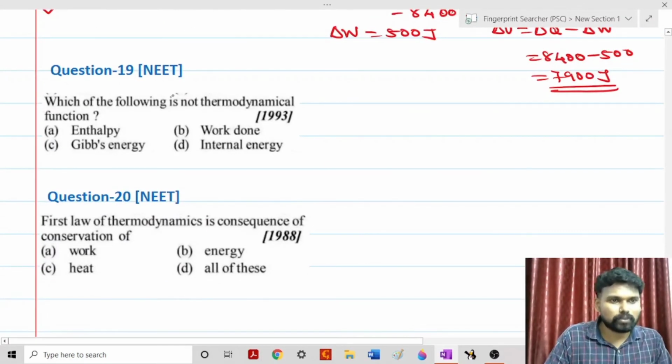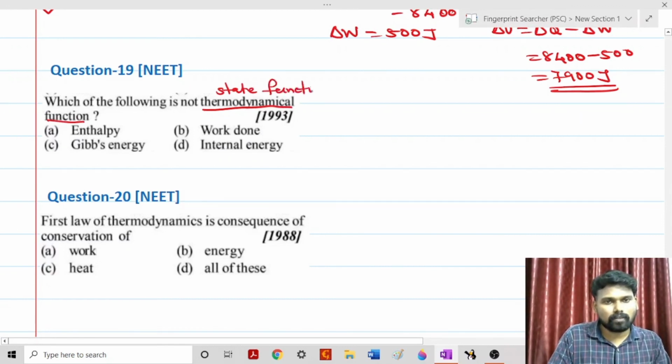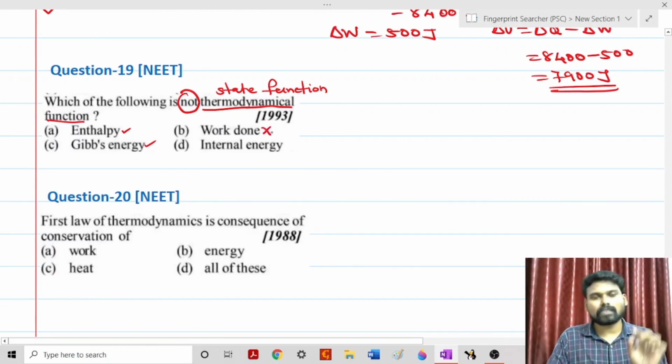Now coming to the last 2 questions. Which of the following is not a thermodynamic function? Thermodynamic function means state function. We call it a state function or state variable. Enthalpy is a thermodynamic function. Gibbs free energy is a thermodynamic function. Work is not a thermodynamic function. Work is not a state variable. Work and heat are not state variables. So this is a common question.